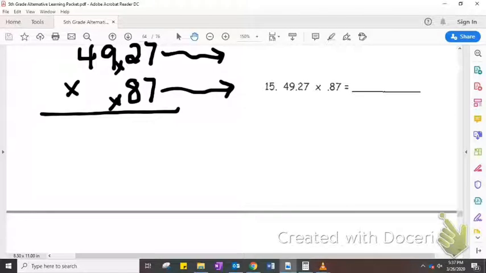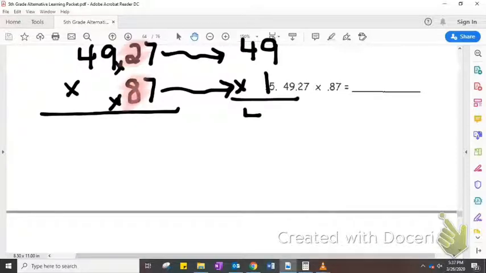So 49 and 27/100ths, that 2/10ths makes the 9 stay the same. It's about 49. Now 87/100ths, the 8/10ths makes the 0 round up to 1. So our answer should be close to 49. Okay, so now we can go ahead and multiply and pretend like this is 4,927 times 87. We'll worry about the decimal points at the end.